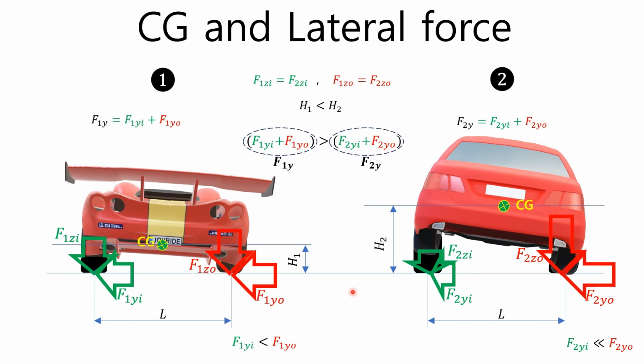On the other hand, as the height of the center of gravity increases, the roll motion increases, and as the roll motion increases, the difference between the normal load between the inner and outer wheels increases when turning. Therefore, for vehicles of the same weight, a vehicle with a higher center of gravity, such as vehicle 2, has a lower maximum lateral force that can be withstood when turning compared to a vehicle with a lower center of gravity, such as vehicle 1.